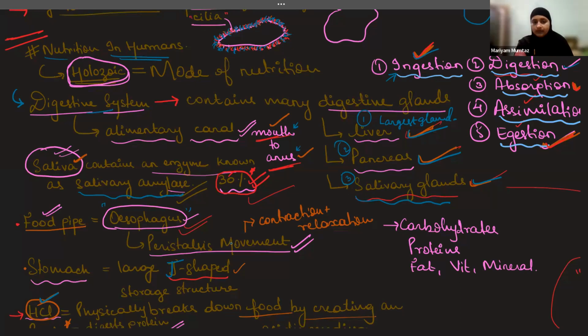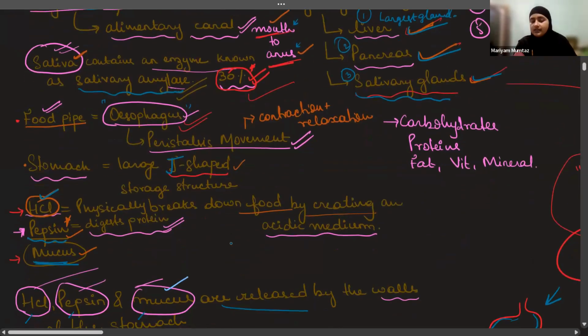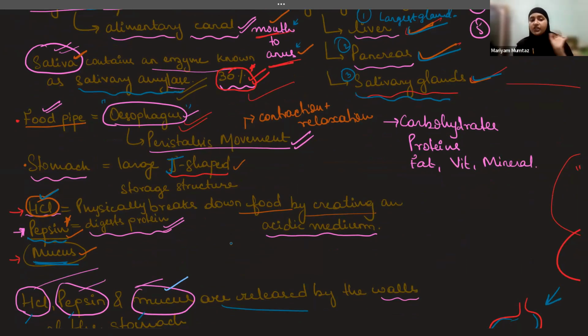Now, when the food reaches the stomach, let's talk about the stomach. The stomach is a large J-shaped storage structure. Initially, when we eat, our stomach feels full. After eating, within 1 minute only, do you feel hungry again, or does it take time? It takes time. Why? Because initially the stomach stores the food for a while. Clear?